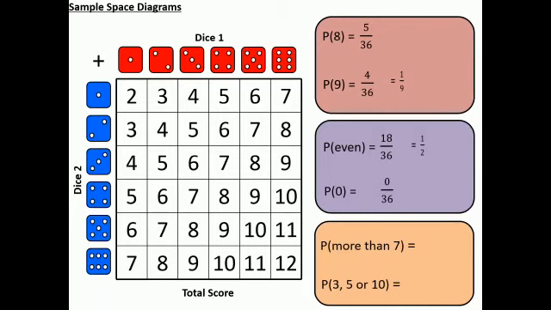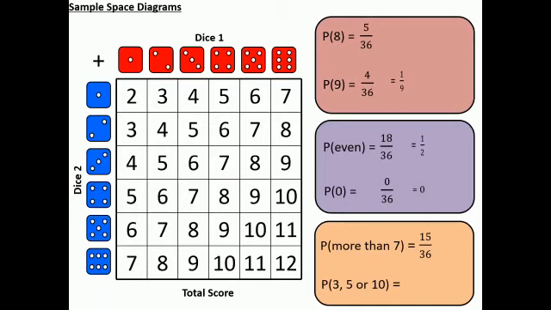Probability of getting more than 7. More than 7 means you can count all the numbers more than 7: 8, 9, 10, 11, 12. So, you will get 15 numbers. Okay. So, count all the numbers more than 7.